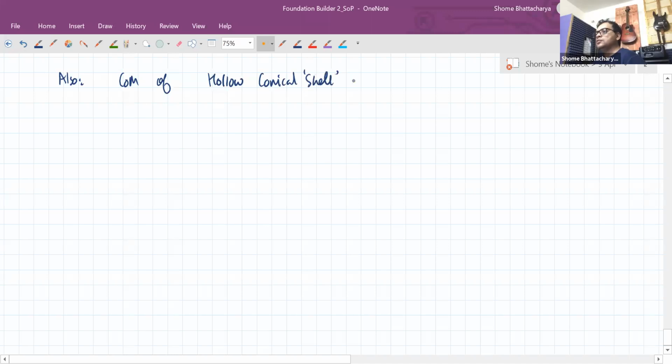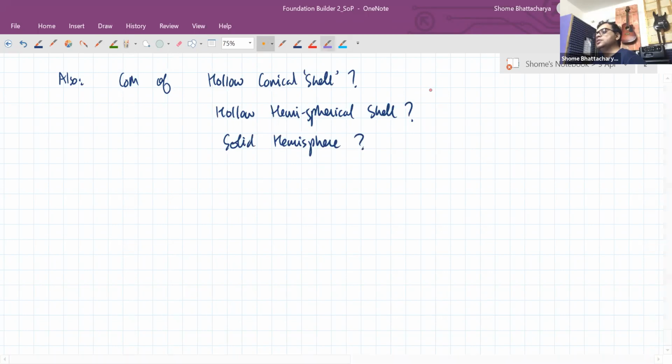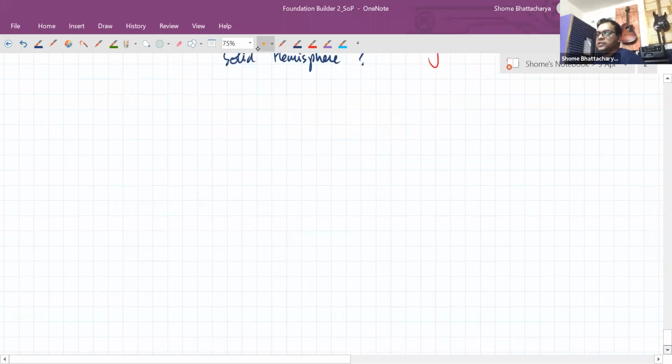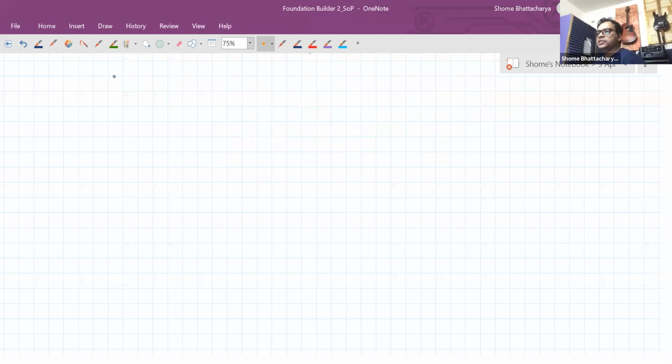then hollow hemispherical shell, like a hollow hemispherical bowl, then solid hemisphere. So we'll come back to these later, in the next lecture. So you can also try out the derivations yourself, or you can see them in reference books like H.C. Verma, etc., and try to understand the steps yourself. Currently, we will move on to the next part, which is motion of center of mass.